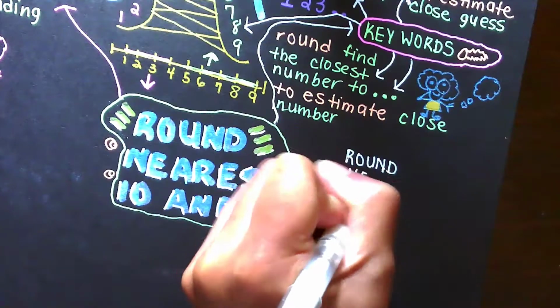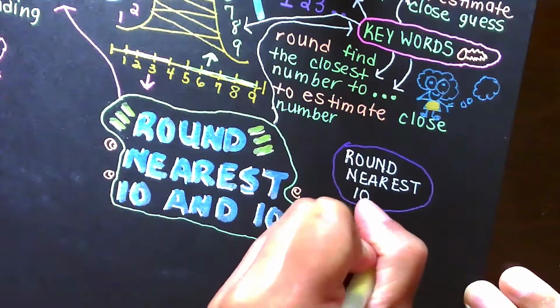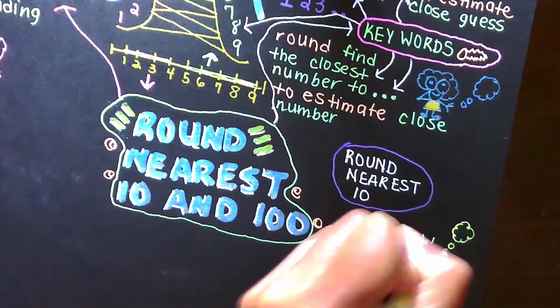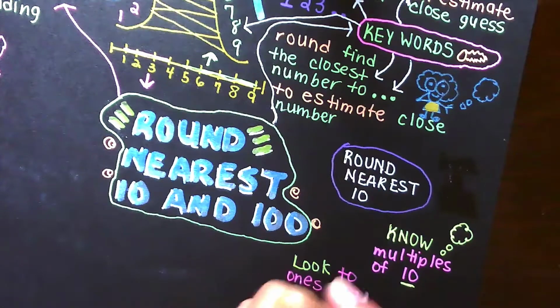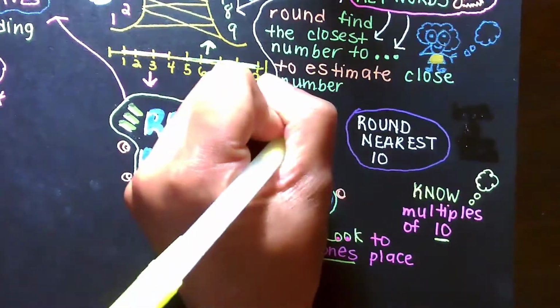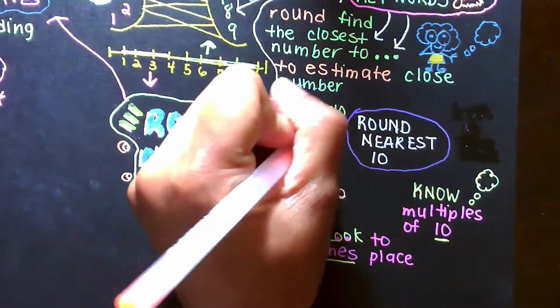Let's go over some tips to round to the nearest 10. First, you'll need to know multiples of 10, or to skip count by 10. You'll need to know the number that's in the tens place, but look to the ones place to decide whether to round up or down.